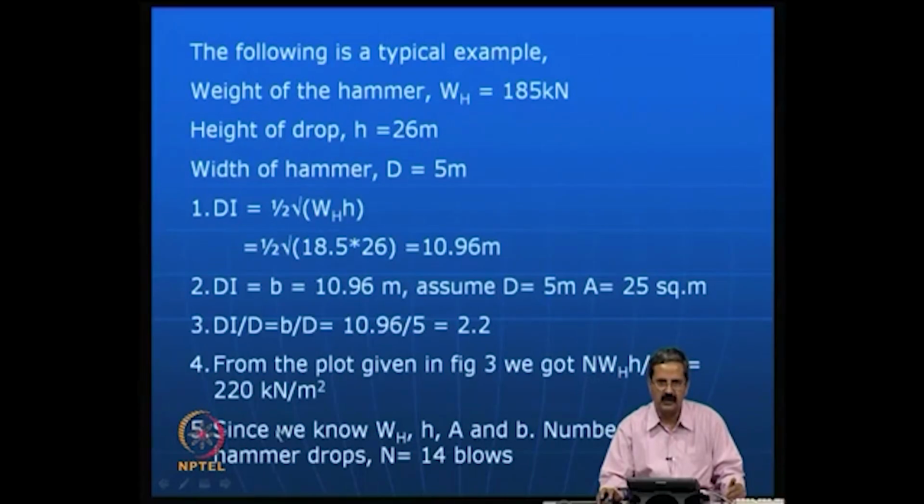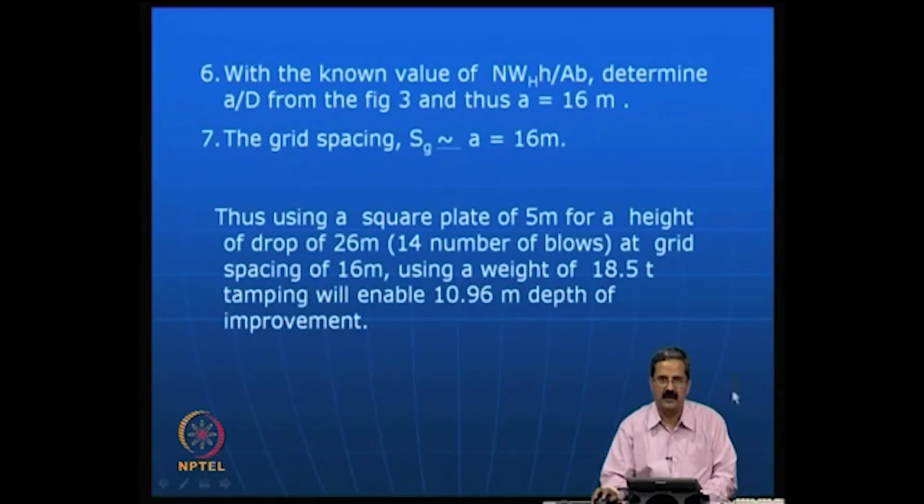For this particular number, I get NH equal to 220 kilonewton per meter square. Now, I know these weights already, say for example, I have given WH as 18.5, height of drop and area of cross section, everything is known. So, corresponding to 220, in this particular term I know what is 220. So, I am just working back to get the number of drops.